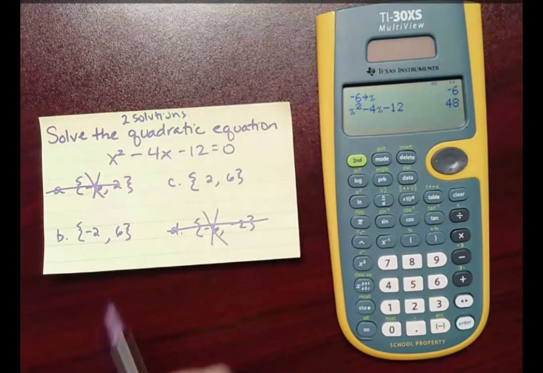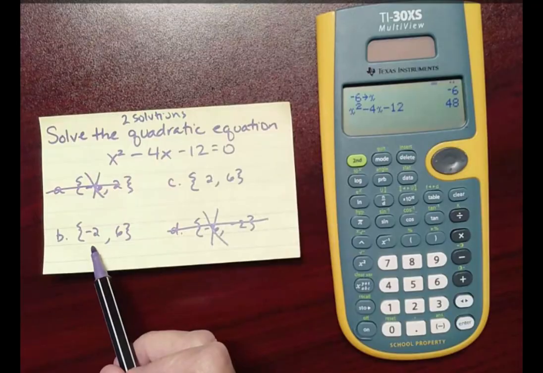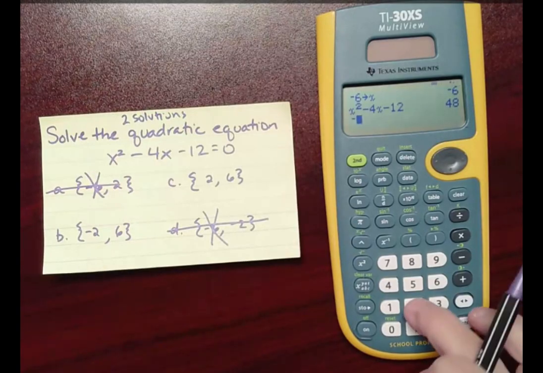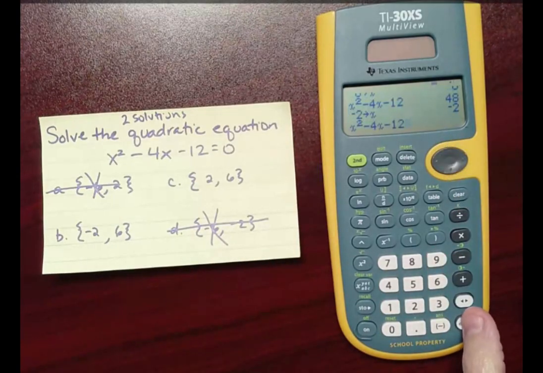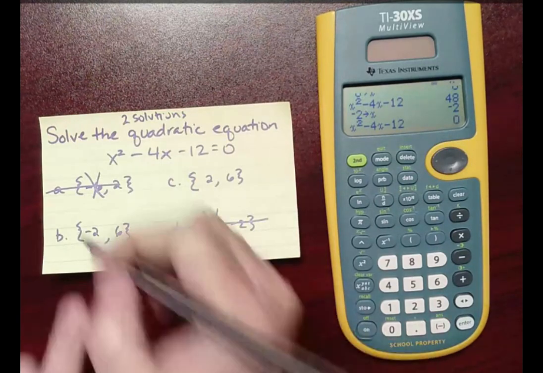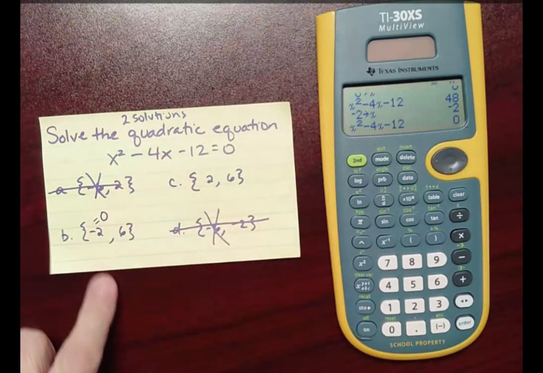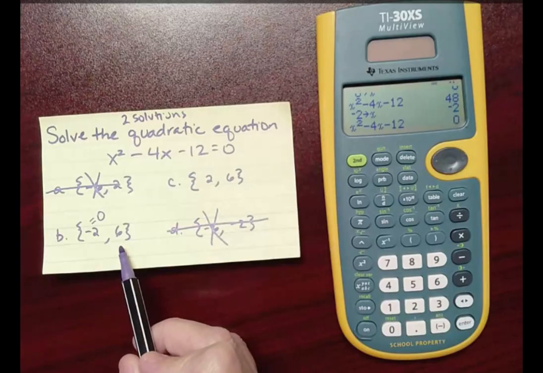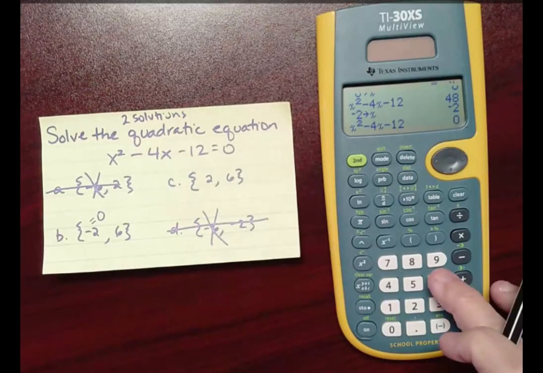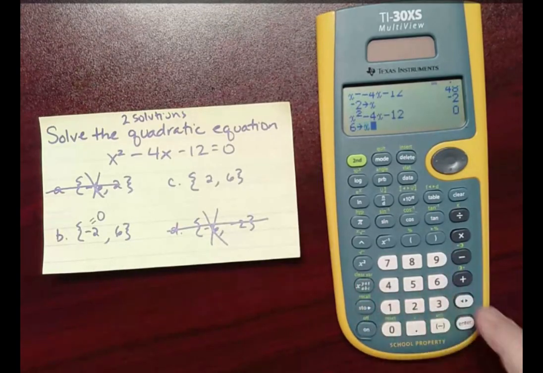So now we're going to go to answer choice B and we're going to try negative 2. Negative 2, store x, enter. We'll get our equation. I could type it again or I can just copy and paste it, hit enter, and I get 0. So that one works. But I also need to check 6 to make sure it works. 6, store x.